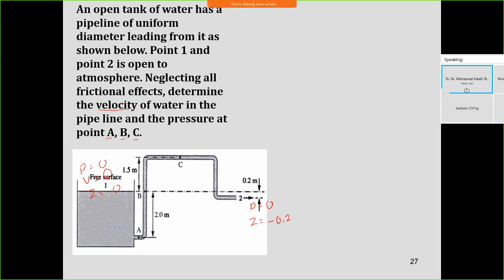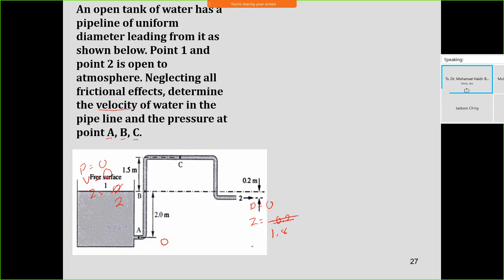Okay, for Z, you can decide by yourself. So if you decide that this is 0, then this one becomes 2 and this one becomes 1.8. You need to decide the elevation. So if this is 0, then this is the value for Z1 and Z2. Let's assume point A is 0, the bottom one is 0. So Z1 is 2 and Z2 is 1.8.